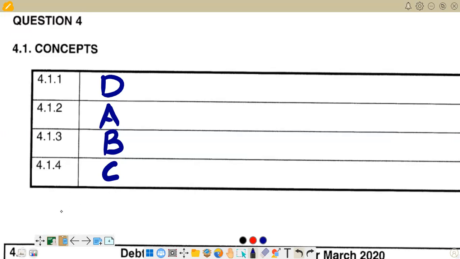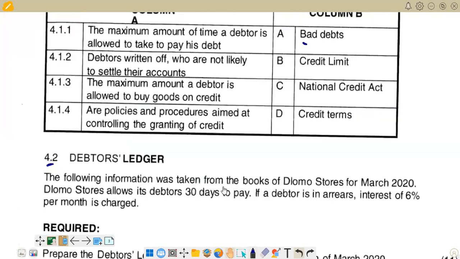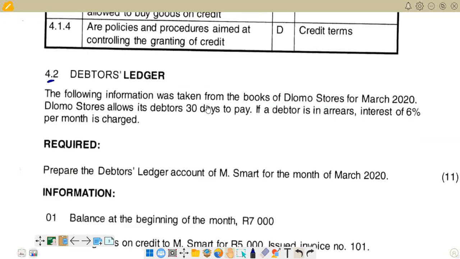So this is what we have. And then we go to the next one, which is 4.2, debtors ledger. Debtors ledger is the next one. And it reads, the following information was taken from the books of Gomo Stores for March 2020. Gomo Stores allows its debtors 30 days to pay. If a debtor is in arrears, interest of 6% per month is charged.